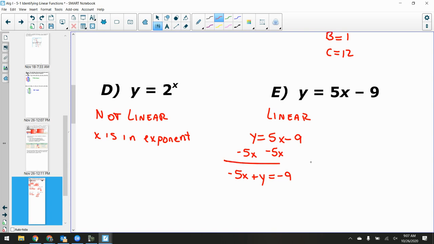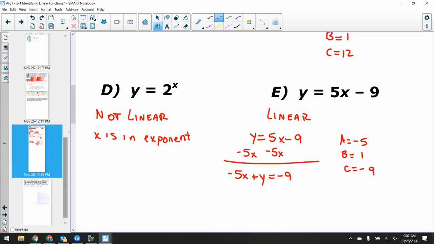Okay. So let's identify A, B, and C. What's A? Negative 5. What's B? 1. What's C? Negative 9. Does that make sense? Yeah. Doing that, A, B, and C can get a little tricky. I will be honest, it does get a little tricky.